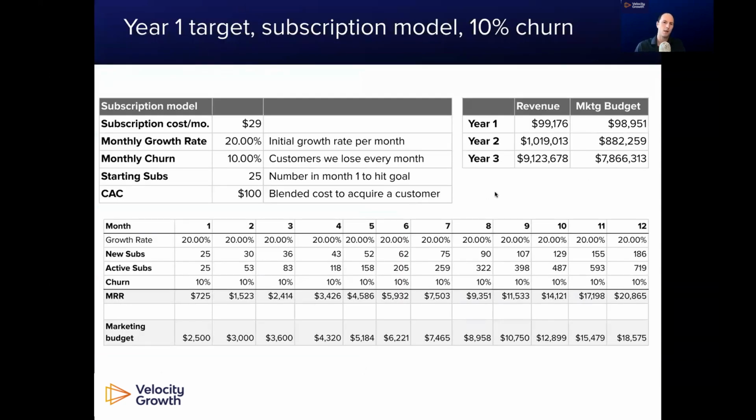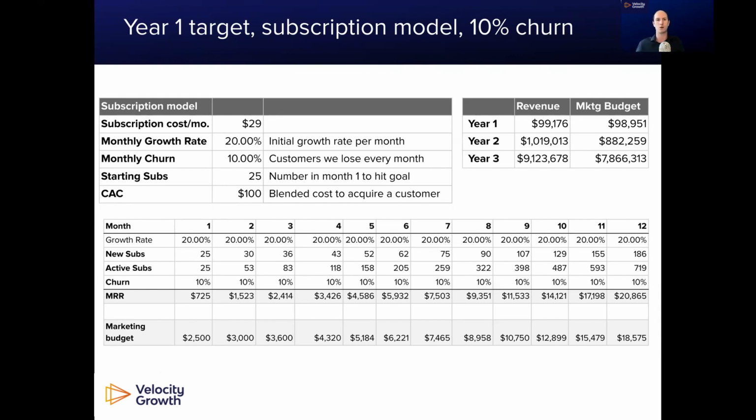So on the screen here is a year one target with a subscription model, assuming a 10% churn ratio. You can replicate this on your own. If you're part of the Mastering Growth program, you get all of these spreadsheets included with the program. But basically, you want to model out your cost, your growth rate, your churn rate, the number of starting customers or subscribers you have to build your model upon, and then you run the model for the next 3 years.